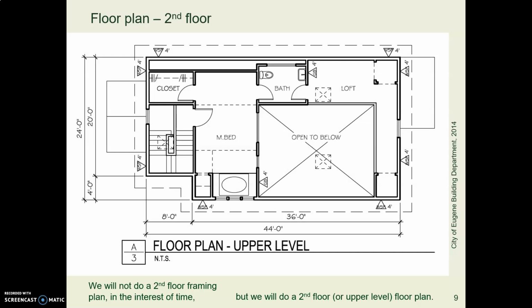And then you will also do a floor plan for the second floor. Here's what it looks like. And this is one of those deals where there's a loft up here around the edge on the second floor. There's a sleeping area and a bathroom and a sleeping area. And then a big open area looking down to the first floor. And over here on the left end are some stairs. So we'll draw this second floor plan. We won't take the time to do a framing plan for the second floor. We'll just do the floor plan.